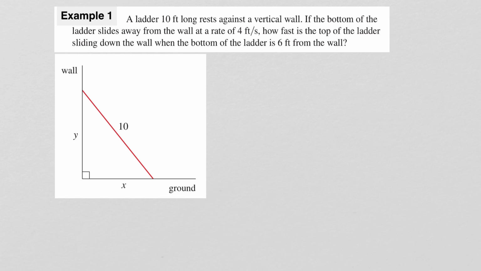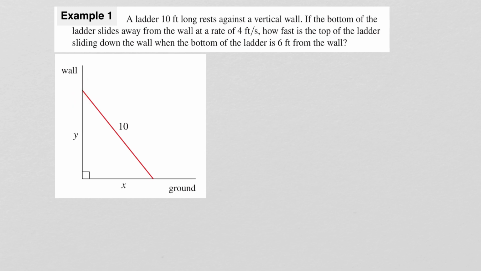So here we have a diagram of the situation. Here is the ladder leaning against the wall and standing on the floor. The variable x measures the distance the bottom of the ladder is from the wall, and the variable y measures the distance that the top of the ladder is from the floor. And the length of the ladder is 10 feet. As the ladder slides away from the wall, the top of the ladder will slide down the wall.